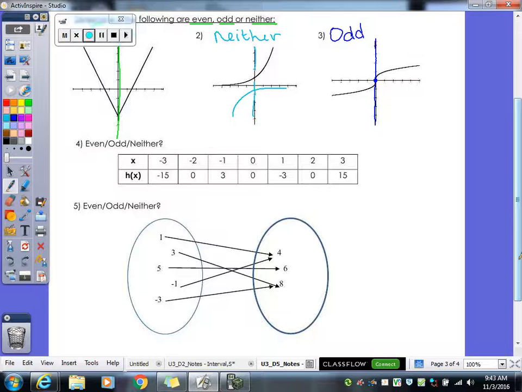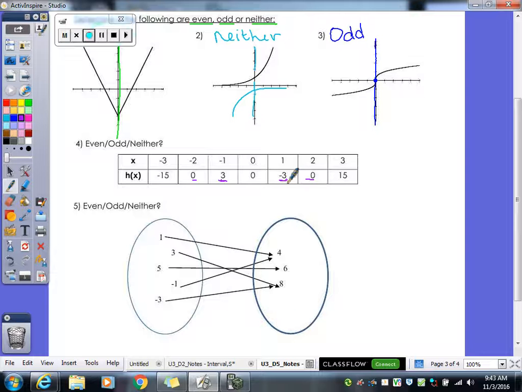Okay, so this one, even, odd, or neither. Still trying to figure that out. So this would be an even function if these points were the same. Like 3 would also have to be 3 over here, but it's not. This is 3, this is negative 3. So that's not going to be even.